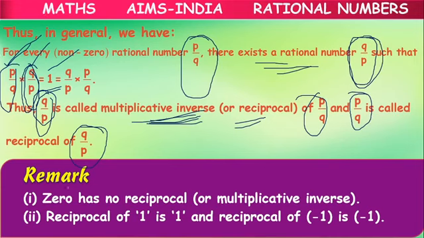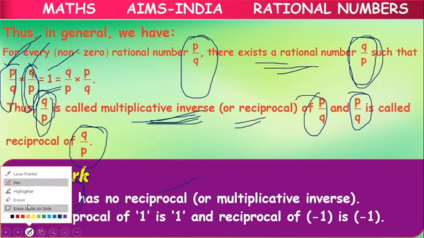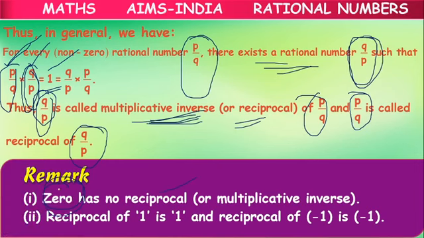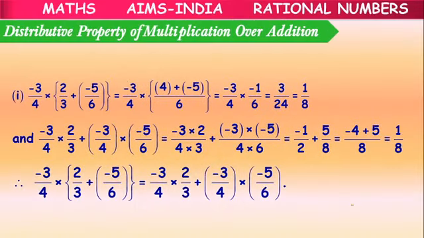But here some things we have to keep in mind. 0 has no reciprocal, no multiplicative inverse. Reciprocal of 1 is 1 only. Reciprocal of minus 1 is minus 1 only. These things we have to keep in mind.